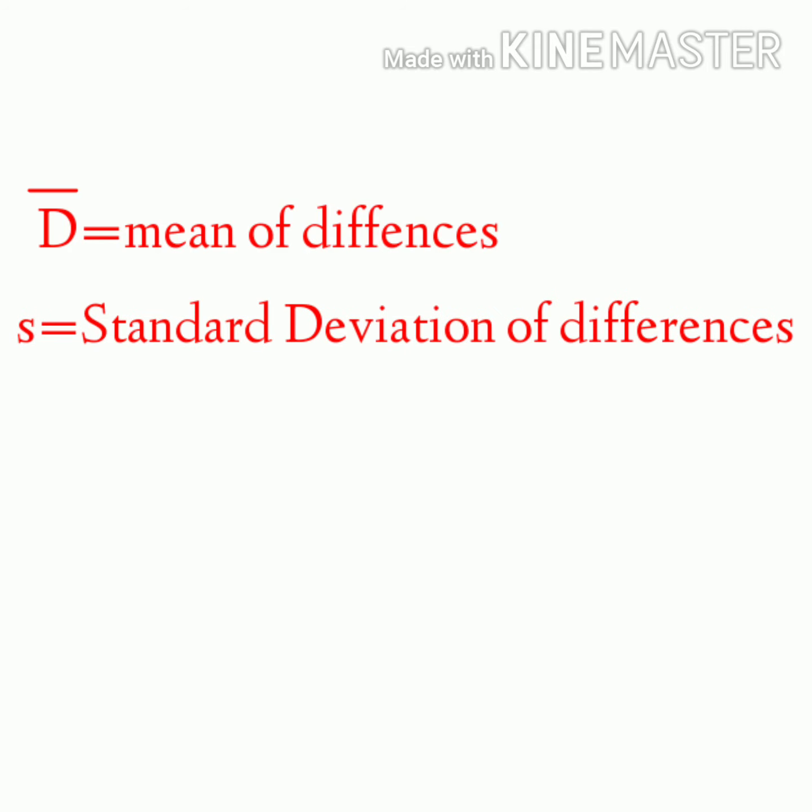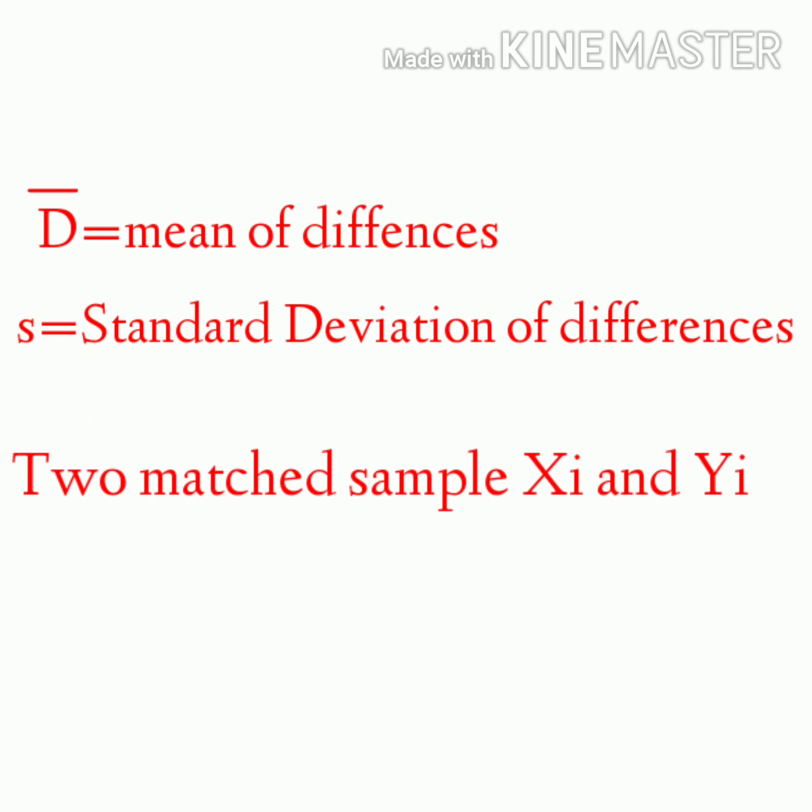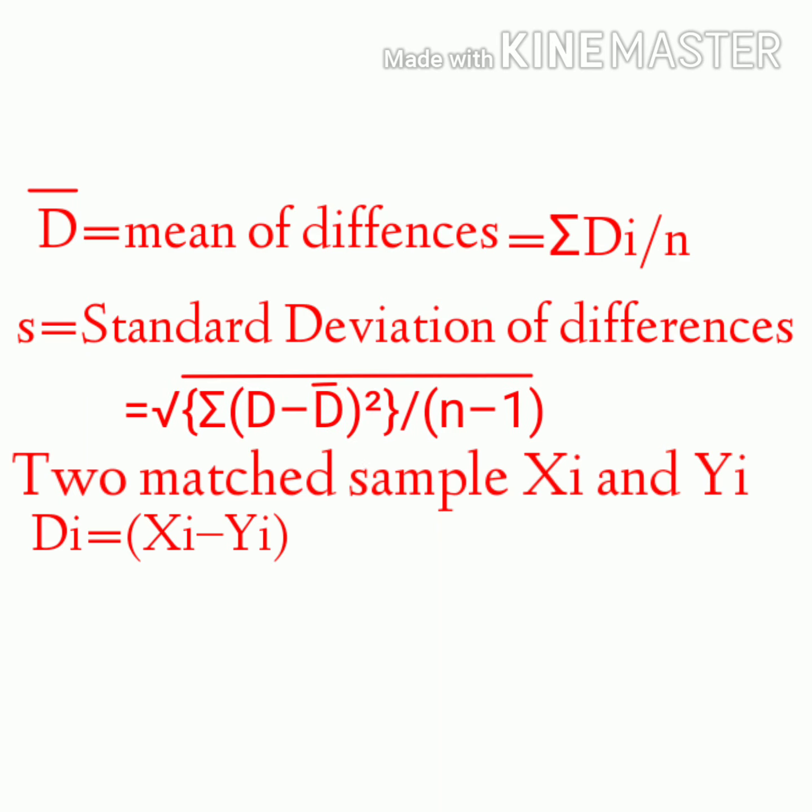Now to apply this test, we first work out the difference score for each matched pair and then find the average of such differences, which is denoted by d bar, along with the sample standard deviation of the difference scores, which is denoted by s. If the values from the two matched samples are denoted by xi and yi, then the differences will be di equal to xi minus yi. The mean of the differences will be d bar equal to summation di divided by n. And the standard deviation of the differences is denoted by s equal to root over summation (d minus d bar) whole square divided by n minus 1.